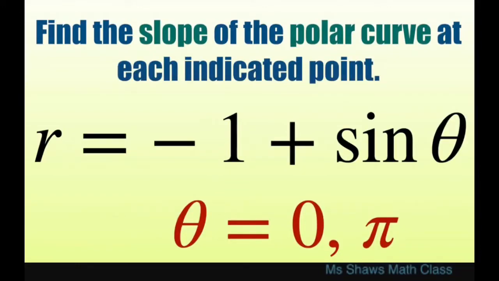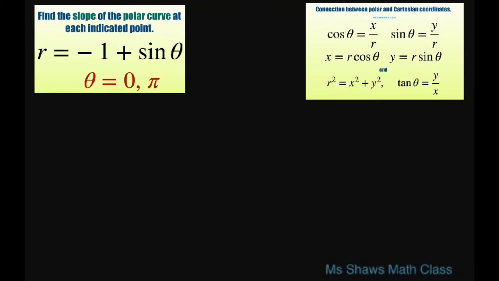Everyone, we're going to find the slope of the polar curve r equals -1 plus sine of theta at the indicated points theta equals 0 and pi. And to do this, we're going to find the derivative of y with respect to x to find the slope, and then evaluate at our 0 and our pi.